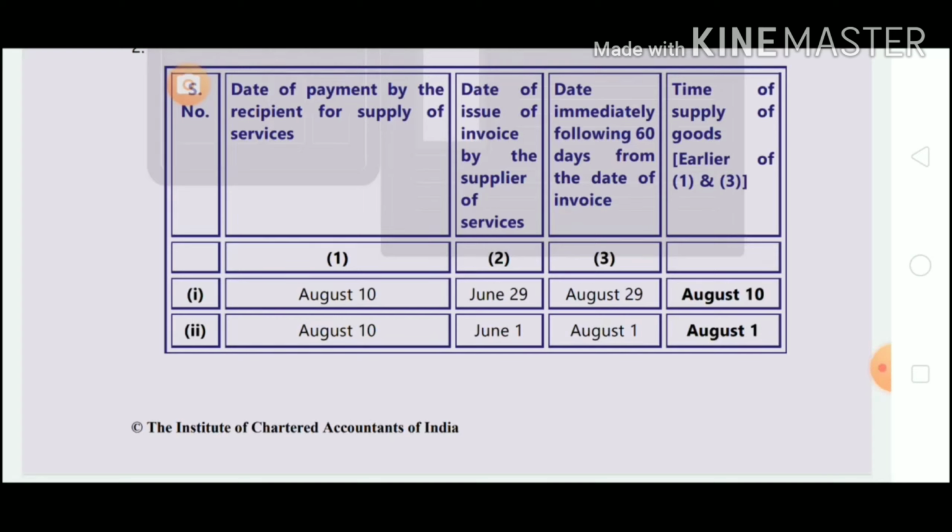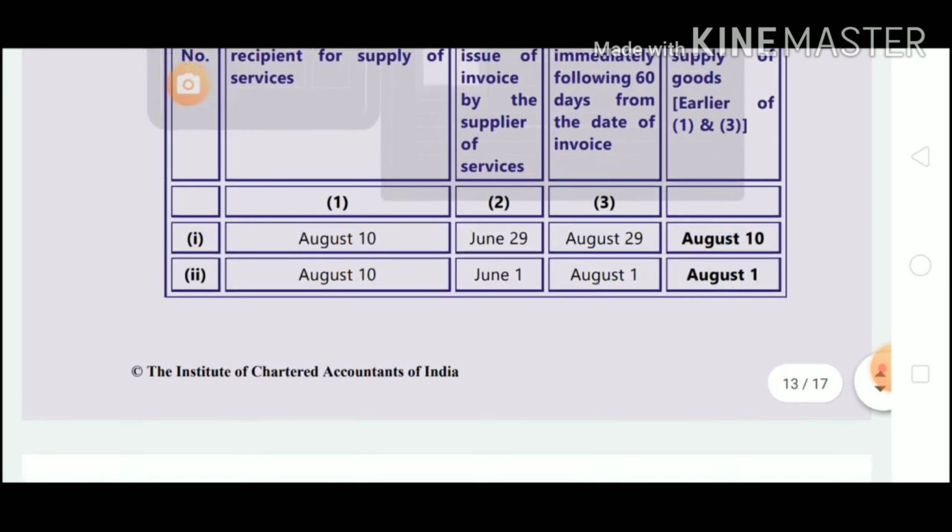Now TOS will be the earlier of date of payment and 61st day, meaning August 10 and August 29. We have to take the earliest of August 10 and August 29. Earliest is August 10. Next, date of payment is August 10, date of invoice is June 1. We have to take the 61st day. 61st day from June 1 is August 1. So the earlier of August 10 and August 1 is August 1.